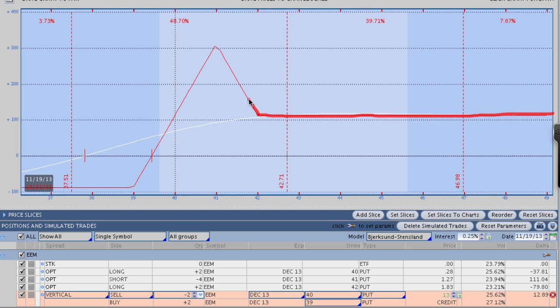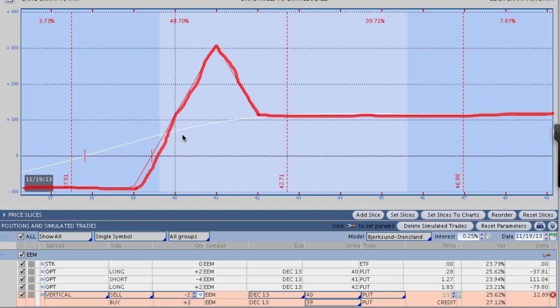We bought the 42 puts, then we came up to the 41s, sold twice as many 41s. We skipped all the way over that 40 strike and went all the way down here to 39 and bought the 39 puts. So this is the original profit and loss diagram that we had on this broken wing butterfly. Again, you can see we leave that upside potential here because we took a credit on the trade.